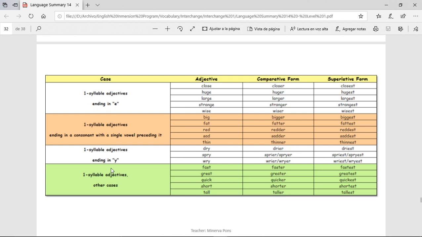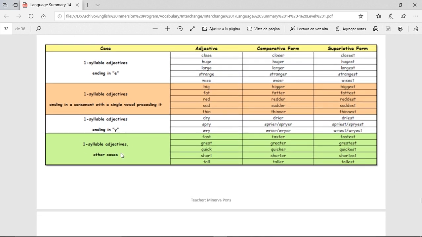If it's a one syllable adjective ending in Y, then you just change it to IEST. Okay? And in some cases, you can choose to leave the Y and just add ER or EST. Dry, drier, driest. Spry, spryer, spryest. Okay? Rye, ryer, or ryest.